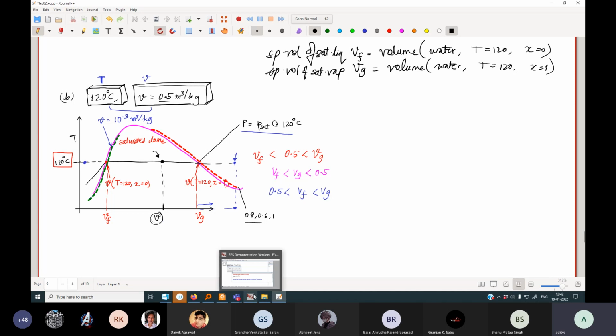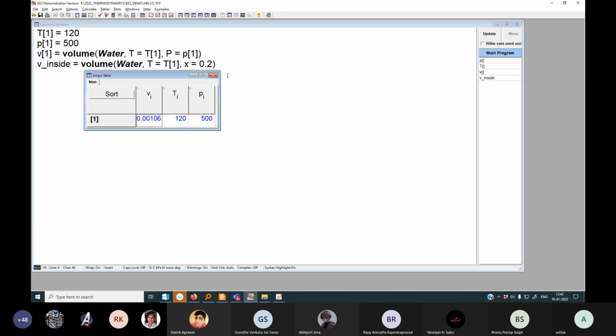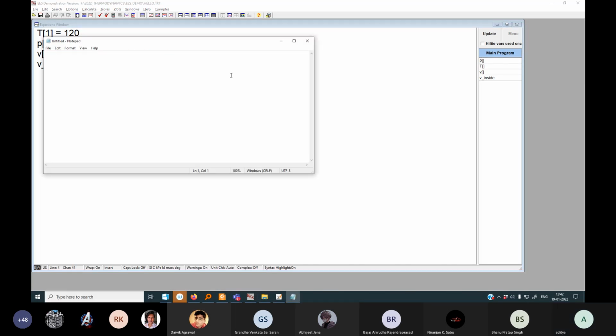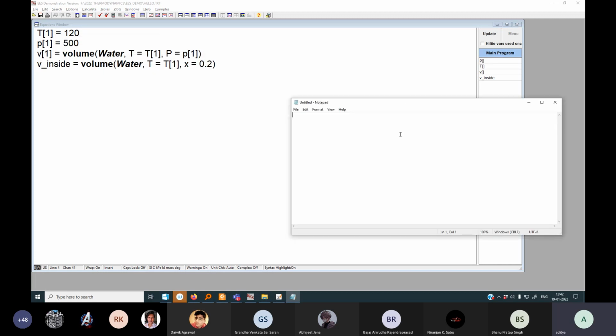So let's see what they are. First, let us do it using computer. Because the demo version does not let me save, what you should do is open Notepad, write the codes here, and save the Notepad files for future reference. You can always write the program over here, copy paste it inside this, and run the program. Once you know it runs, you can save this Notepad file. I will show you how I would do it.